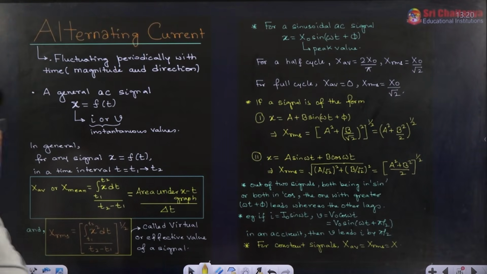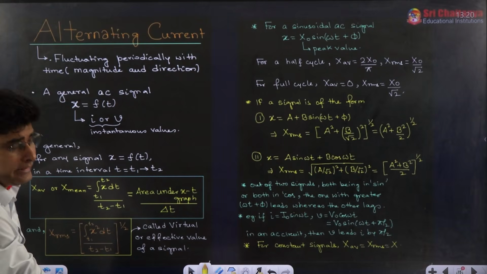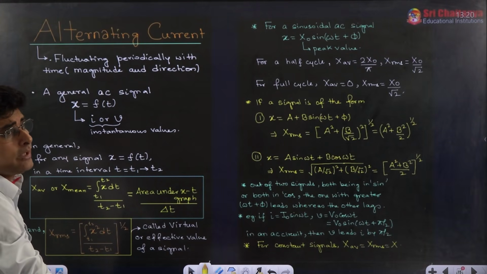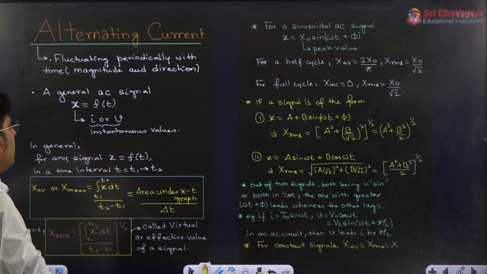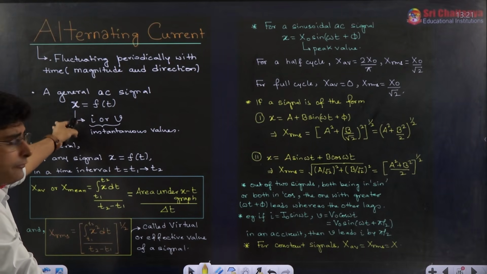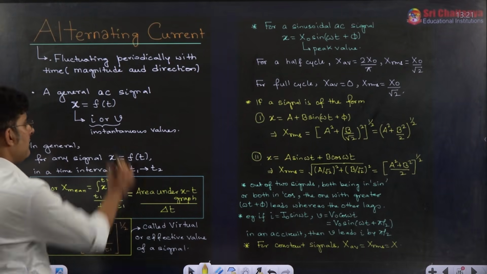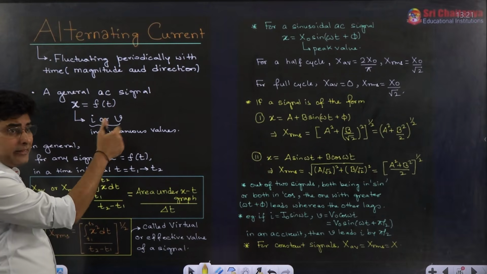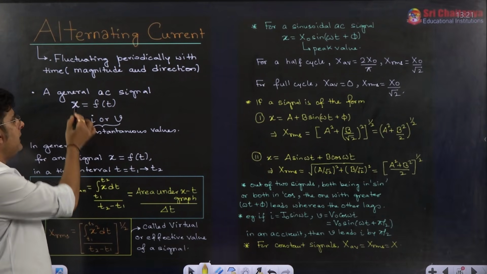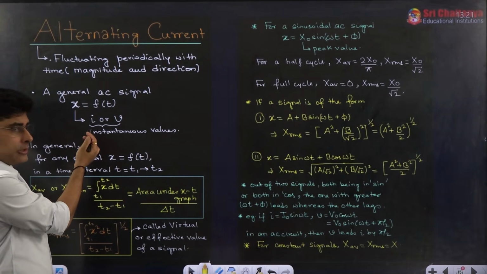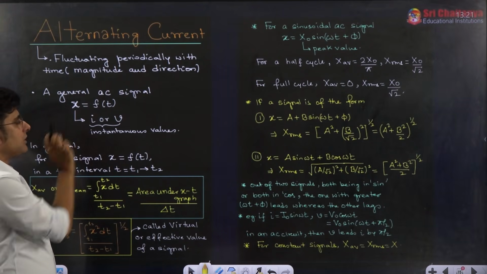Next we come to alternating current. Alternating current is any current or voltage signal which fluctuates periodically with time, both in magnitude and direction. When we represent a general AC signal, whether it is I or V, writing small i or small v denotes the instantaneous value of current or voltage. So every time, I am writing it as X. X can denote current also, voltage also. So it is a function of time.